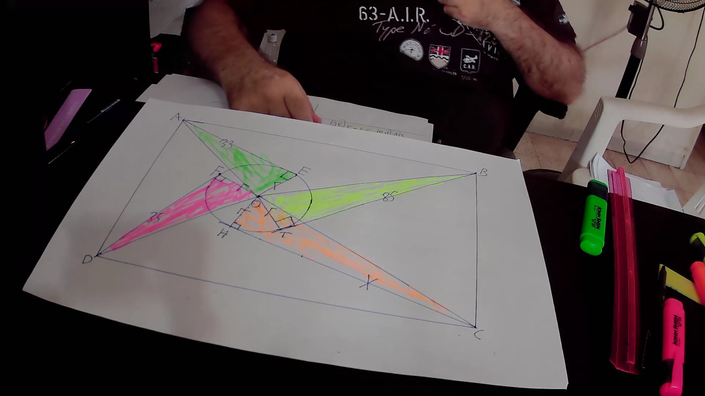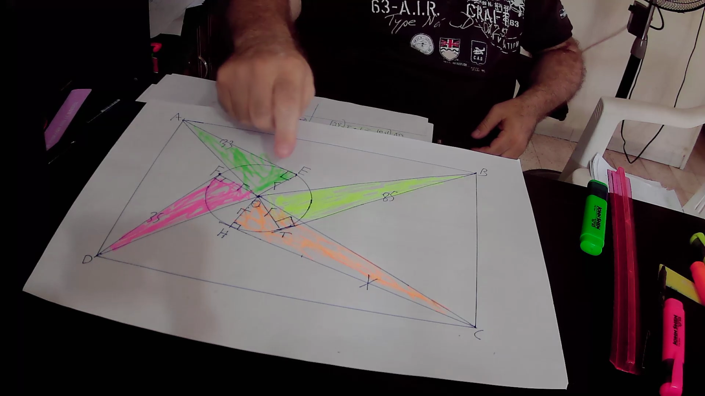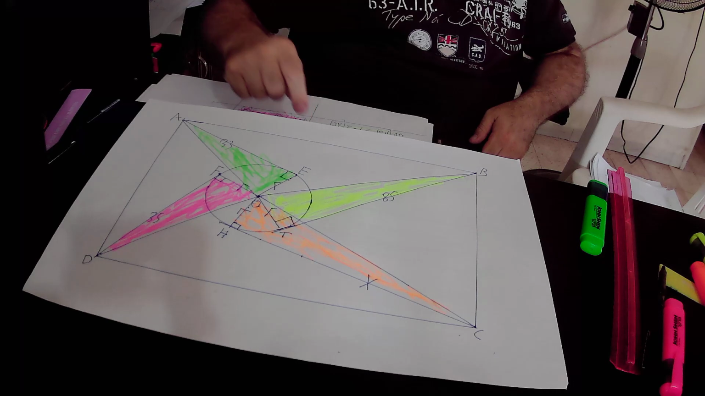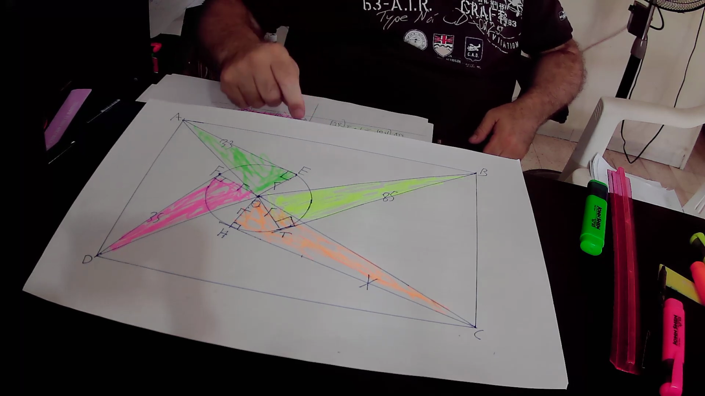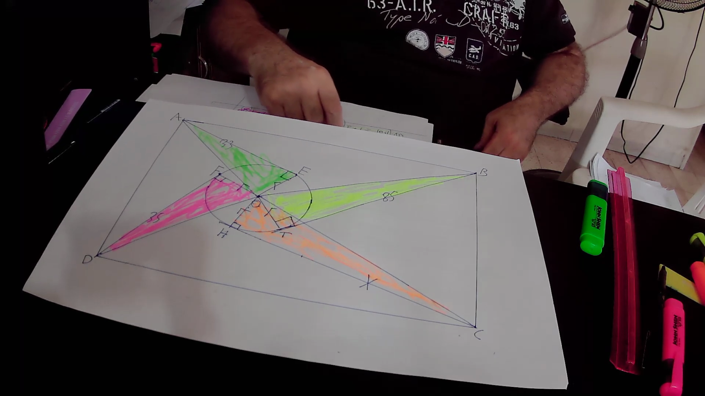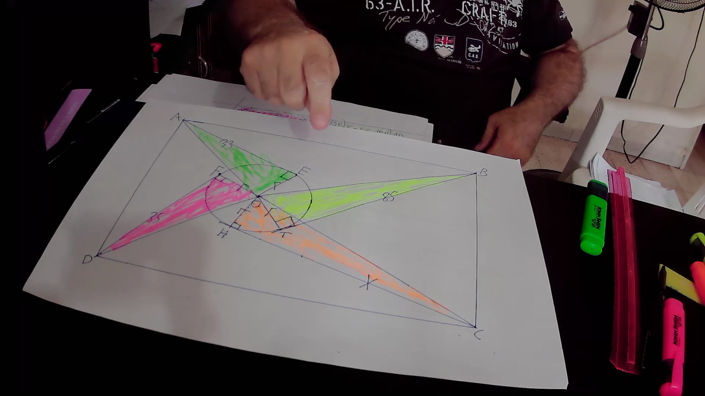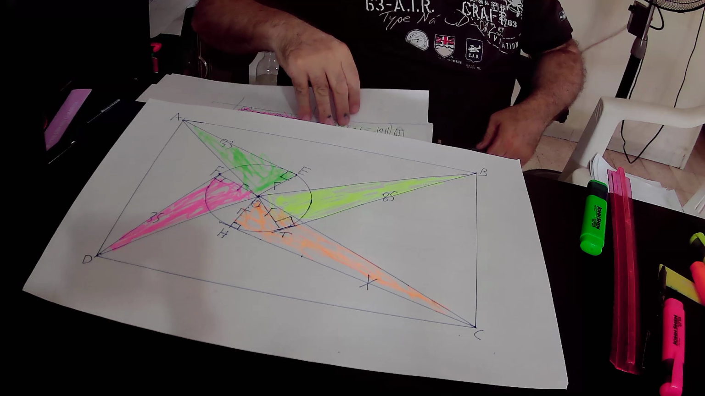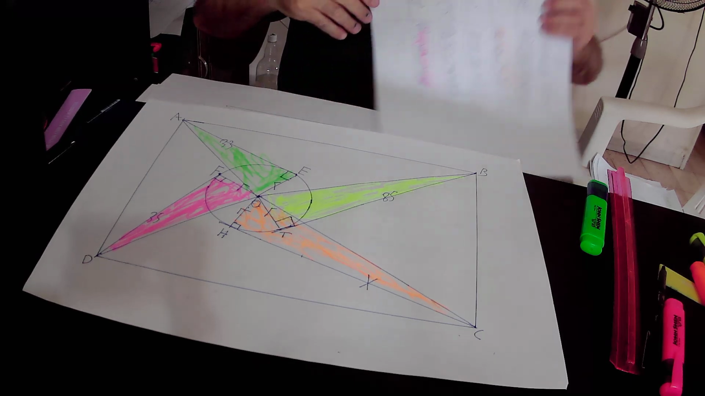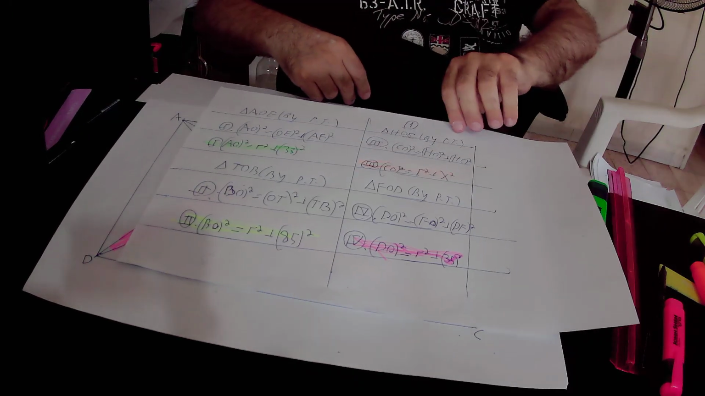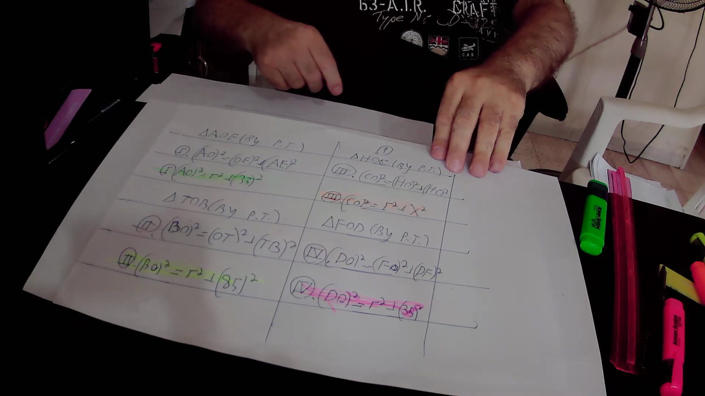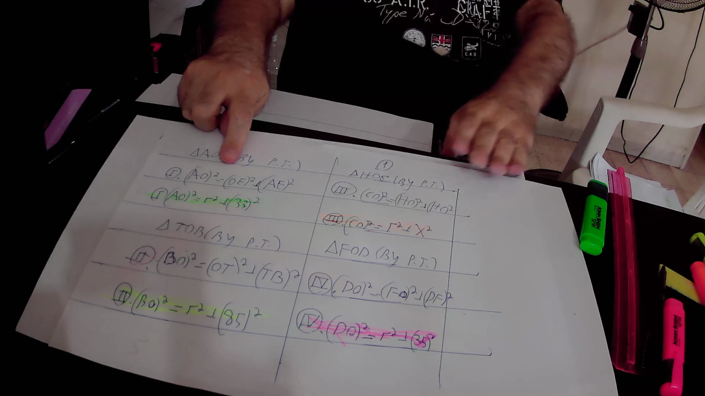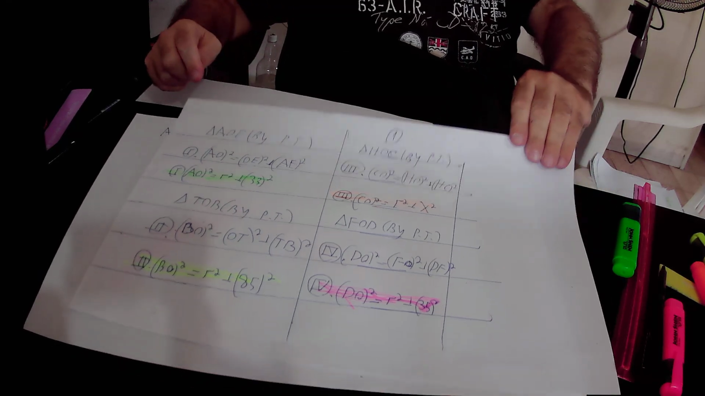Then we joined points O and A together by a straight line. In this way, we created the green right triangle AOE. In the green right triangle AOE, according to the Pythagoras theorem, AO square equals OE square plus EA square. Again, in the green right triangle AOE, AO square equals OE square plus AE square.